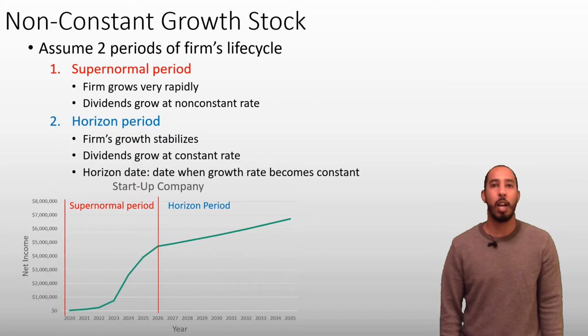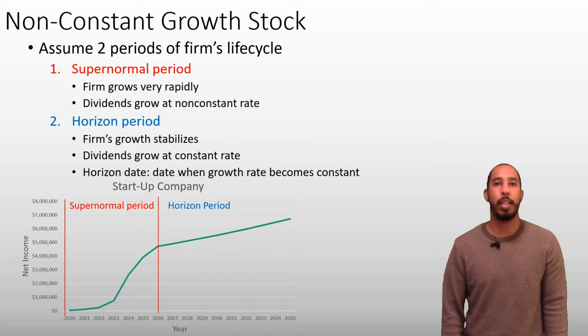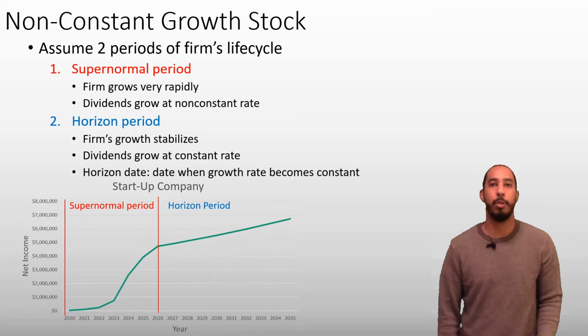To value a non-constant growth company like this, we'll have to look at these two periods separately. We'll first find the value of the cash flows in the supernormal period, and then find the value of the cash flows in the horizon period.